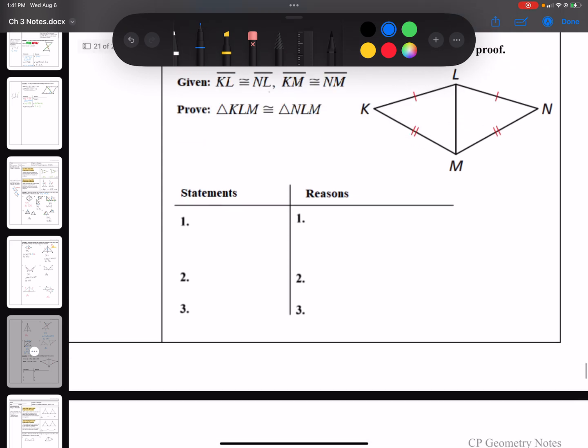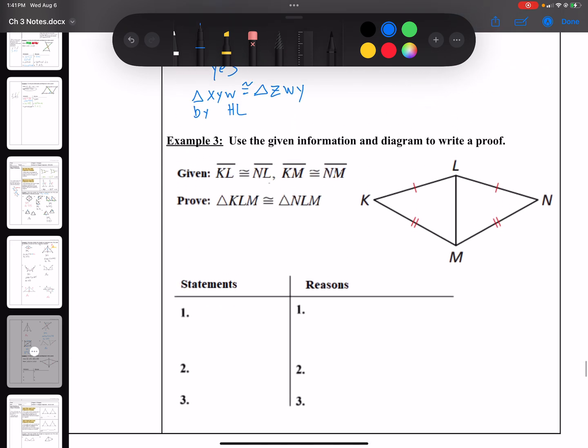Now, at this point, I'd encourage you to try the proof on your own. Use what we learned in the last section to start off the proof and see if you can figure this one out on your own. When you're ready, unpause the video and see how well you did.